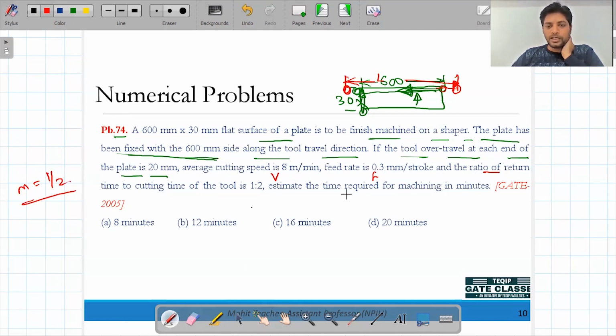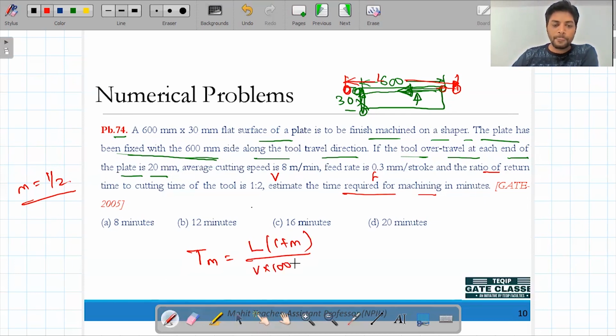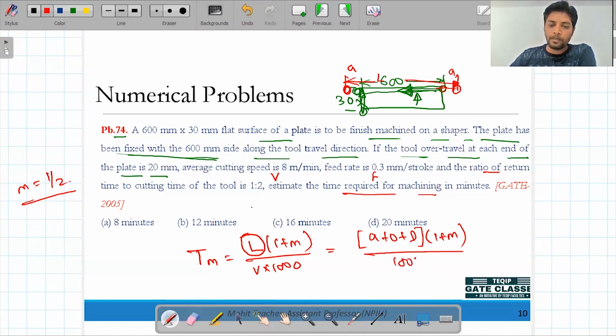Okay. The time required for the machining in minutes. So the time is how we are calculating, that is machining time will be equals to L into (1 plus m) upon (V into 1000). Okay. Now L is the total length. यहाँ पे क्या है, वर्क पीस की लेंथ कितनी है आपकी 600, but total length will be equals to approach plus over travel plus length. So this will be equals to approach plus over travel plus small l, that is the length of the workpiece, into (1 plus m) upon (1000 into v).